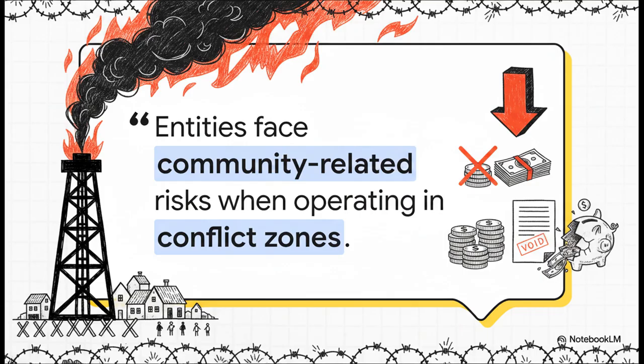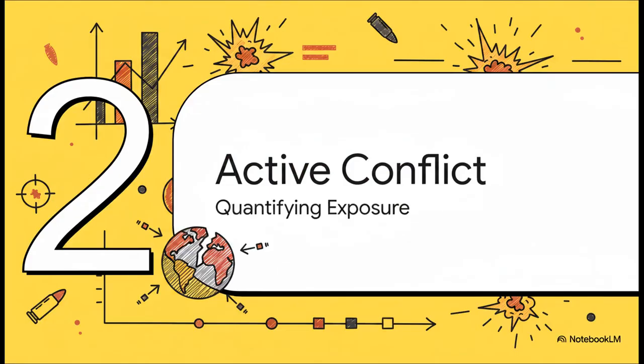Think about it. If the oil is in the ground but the surface is completely inaccessible because of community backlash or political instability, those assets essentially become stranded. It's a purely financial crisis born entirely from human factors. So, how do we handle that? Let's move to Section 2, Quantifying Active Conflict.